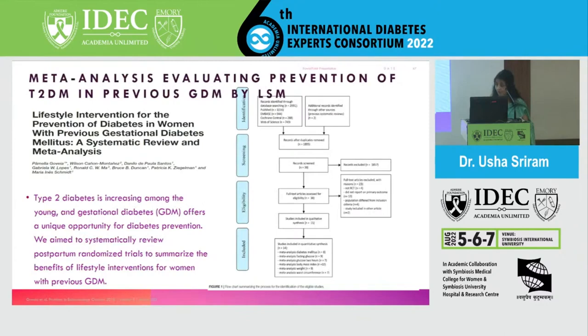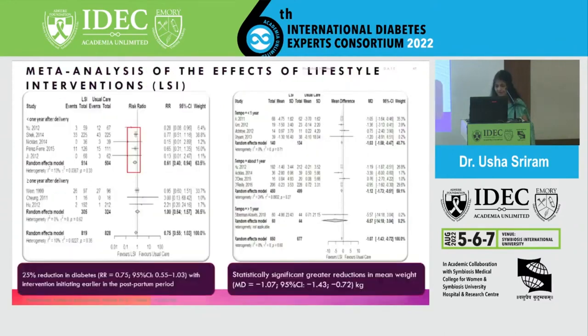And prevention of type 2 diabetes. I showed prevention of GDM in previous GDM by lifestyle modification. So in this meta-analysis, they have shown that actually there's a 25% reduction in diabetes with intervention initiating earlier in the postpartum period. I know that recently a study, the Living study, came out by Dr. Nikhil Tandon, which was a negative study. But then I also want to say the caveat is this is around the COVID time, so we really cannot consider it on the same lines as this. So statistically significant greater reduction in mean weight as well.